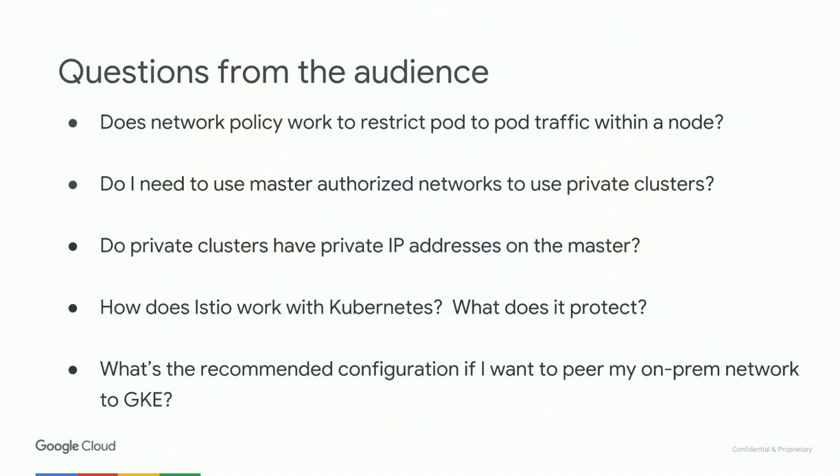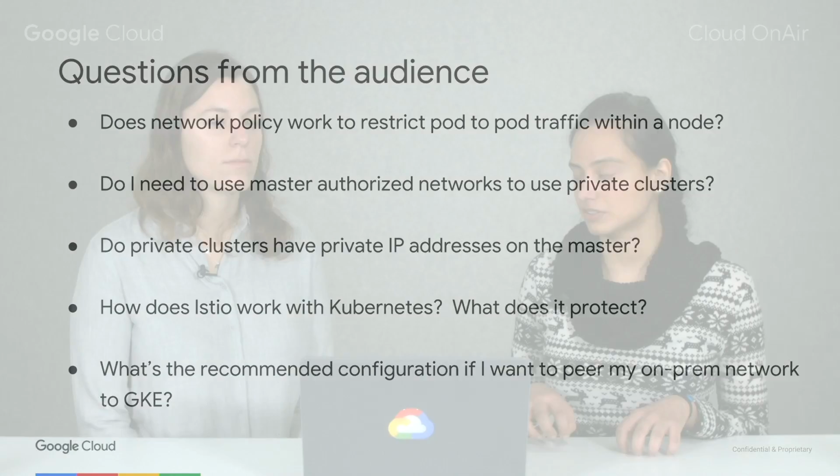How does Istio work with Kubernetes, and what does it protect? Istio definitely adds a few more features on top of Kubernetes for more defense in depth protection. For example, one of the things that Istio offers is mutual TLS between services. So your services can actually authenticate and authorize while communicating with other services. So Istio is for like service to service, but then not for pod to pod, for example? Yes.